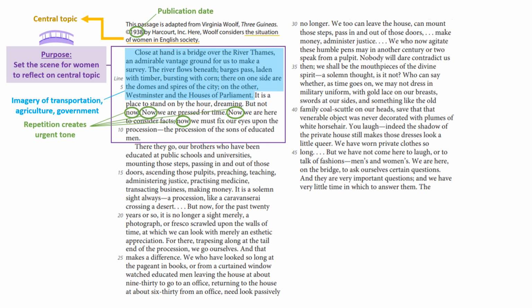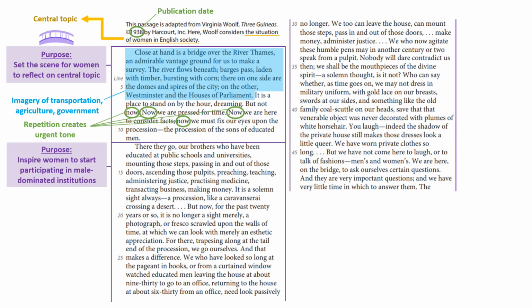The second paragraph, which is really long, is meant to inspire women to start participating in male-dominated institutions. Using parallelism, or a repetitive grammatical structure, the author lists the professions that educated men have in different subject areas. These men are doctors, judges, preachers, bankers, teachers, and more.